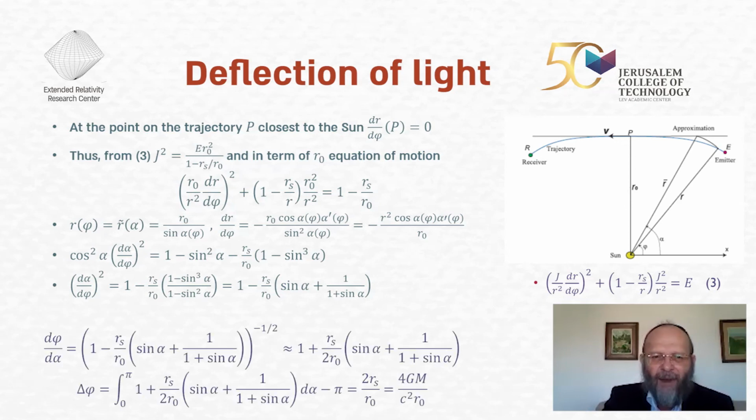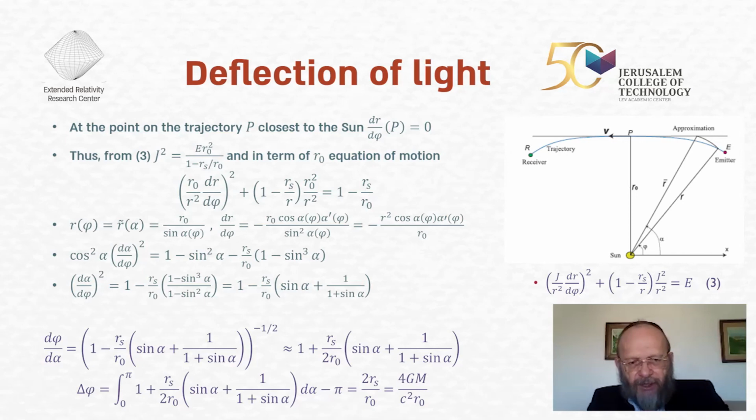Okay, now really we want to find d phi d alpha, so it's 1 over the square root of this, and you're expanding it. Rs over R naught is a small number. You saw for the sun, Rs is 3 kilometers. The size of the sun is hundreds of thousands of kilometers. So even outside the sun it is already a small number. And for sure you cannot get exactly on the surface of the sun. So that's a small number. So expand this expression, and the first term will be 1, and then plus half of the same expression. And now you integrate it.